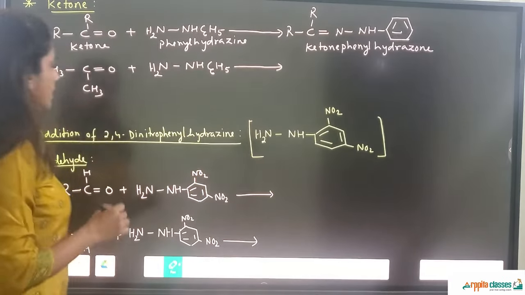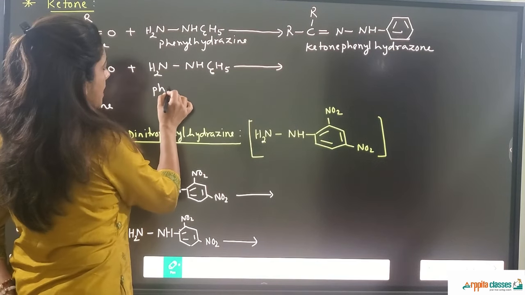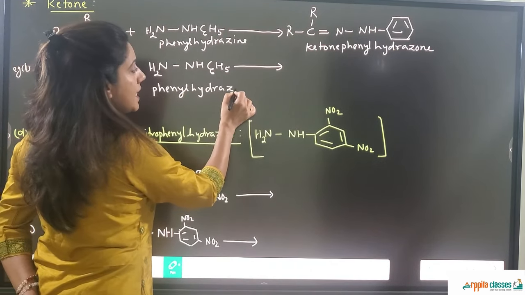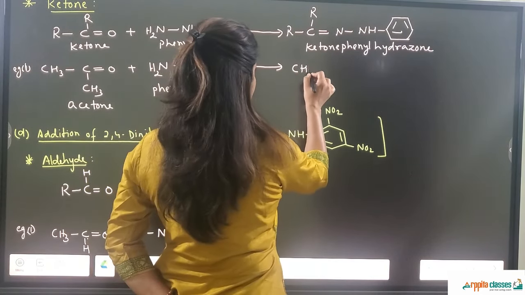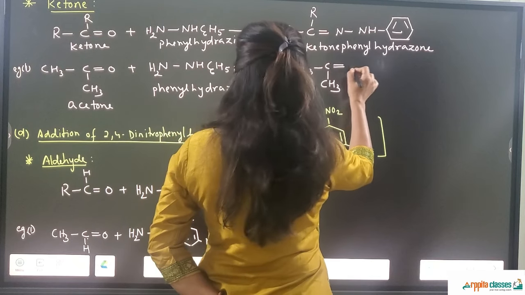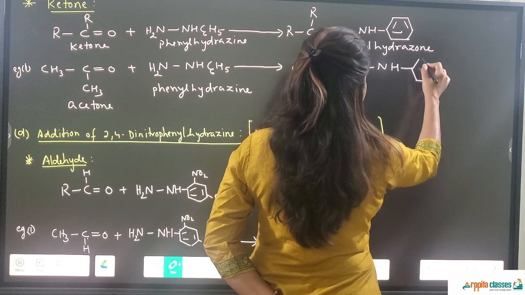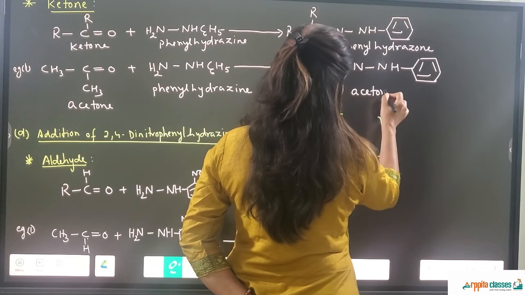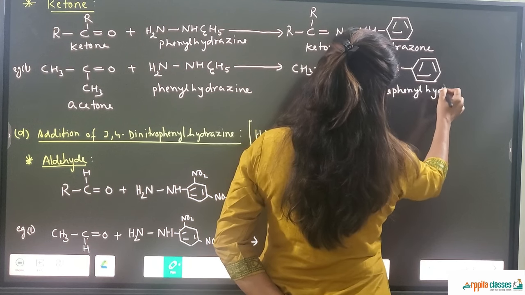So when we take the particular example, that is acetone plus phenylhydrazine, remove the water molecule and combine the rest of the product. So it will be double bond N and then NH and then the benzene ring. This is called acetone phenylhydrazone.